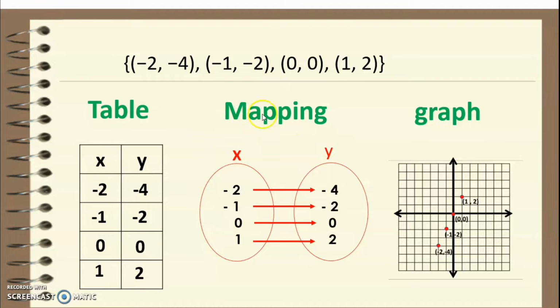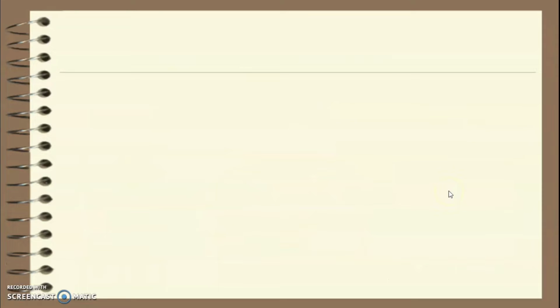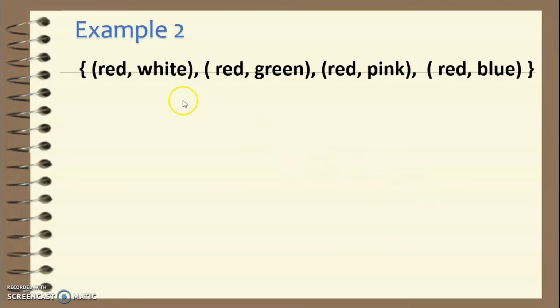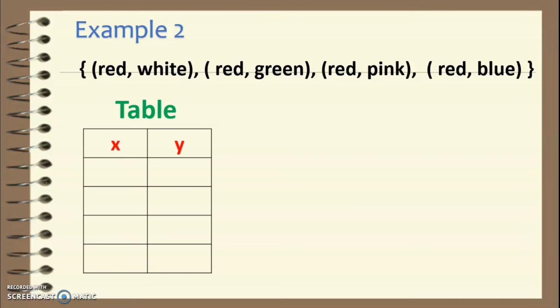So, isasummarize lang natin. Ito yung itsura ng ating table by mapping for this relation and our graph. So, example number 2. Yung pangalawa din nating example dun sa nauna. Red, white, red and green, red and pink, red and blue. We will represent this by table.